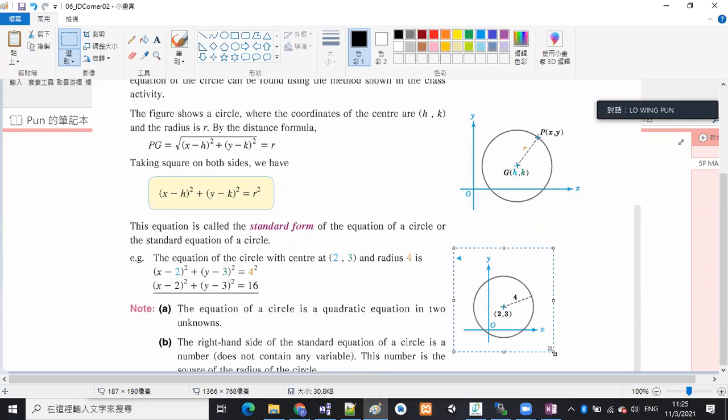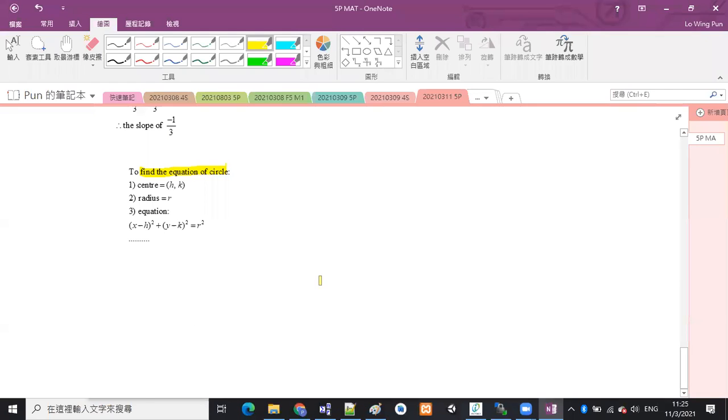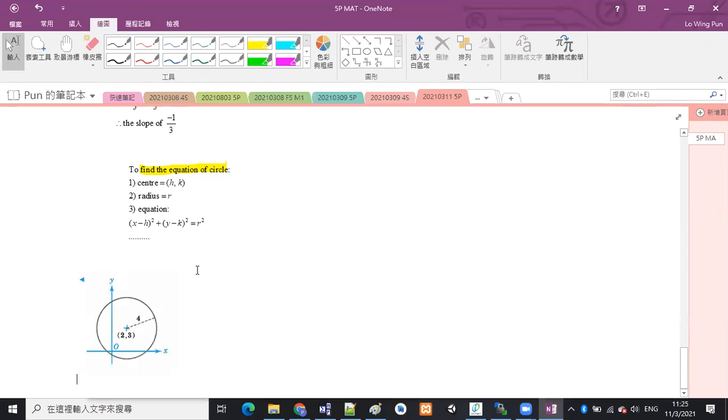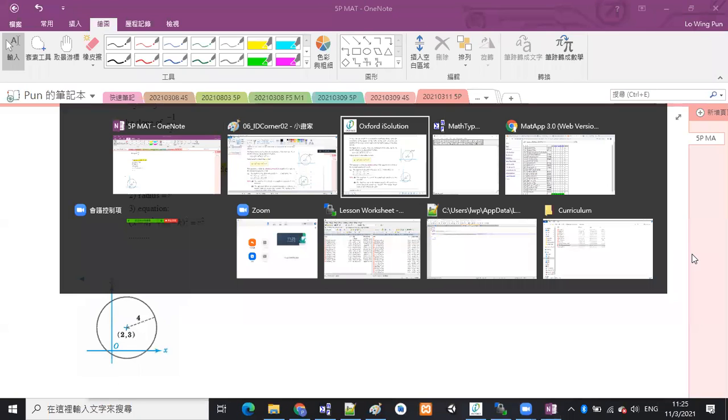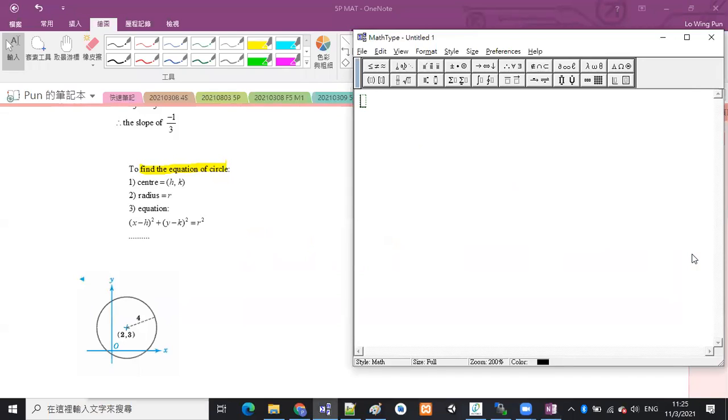I want to talk about this little example. This is a circle, right? And the center is 2 and 3. And the radius is 4. Radius is 4. And then, so we can find the equation of circle like this.